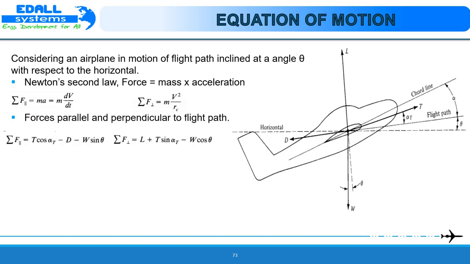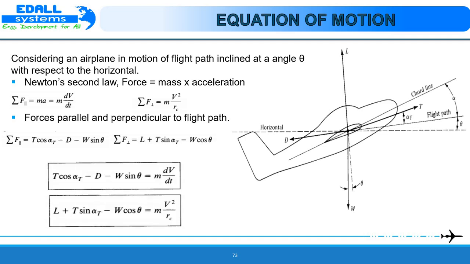Now with these two equations, for the forces parallel to the flight path, positive to the right and negative to the left, the summation of F parallel equals T cos alpha T minus D minus W sin theta. And the forces perpendicular to the flight path, positive upward and negative downward, are given as the summation of F perpendicular equals L plus T sin alpha T minus W cos theta. These two equations are the equations of motion for an aeroplane in translational flight.